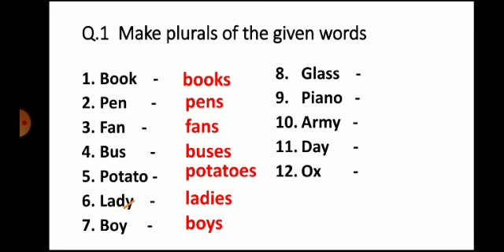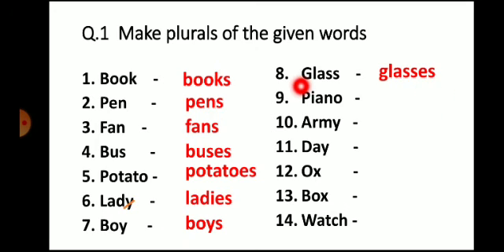Now here again there are a few examples: glasses, piano, army, day, ox, box and watch. Now see the word glass. Yes, double S is there. So we follow rule 2, that is we add ES. One glass, many glasses. Piano, I have told you to remember this word, this is a naughty word. So we will not follow rule 2 to add ES, but we will add only S to make its plural. One piano, many pianos.